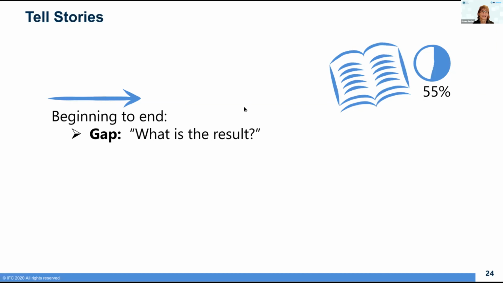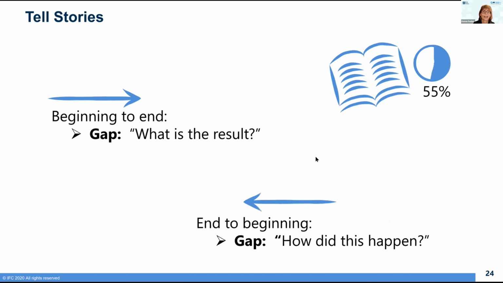Now here, the curiosity gap is, well, what is the result? How did you fix that problem, right? And you hang around long enough to find the answer. But while this is straightforward, I'll admit that frankly, it's a little bit boring. So an alternative is you can start from the end and work your way back to the beginning. And now the curiosity gap becomes, well, how did this happen?